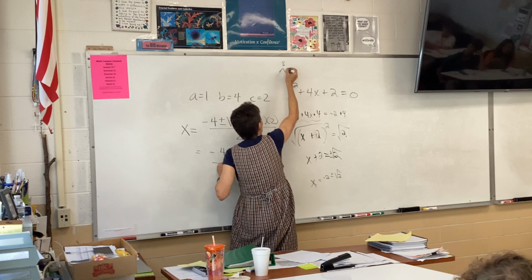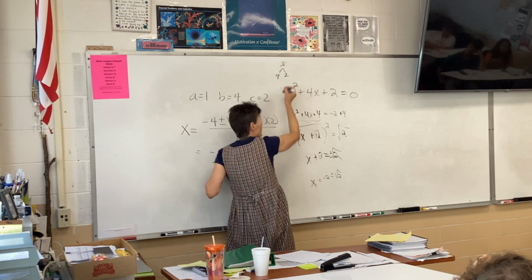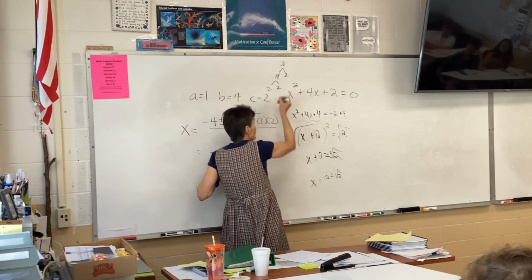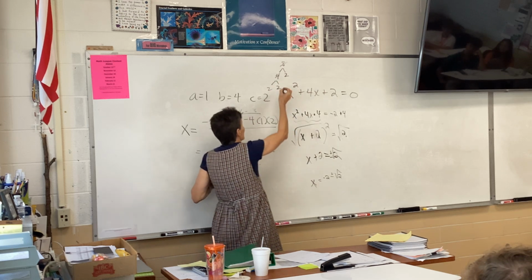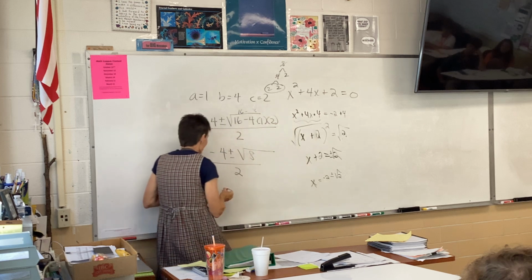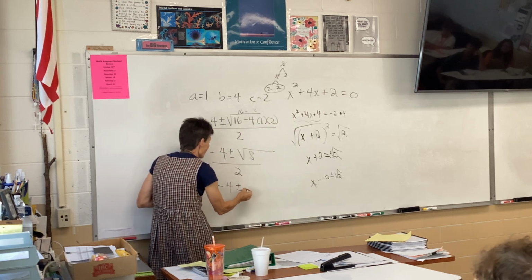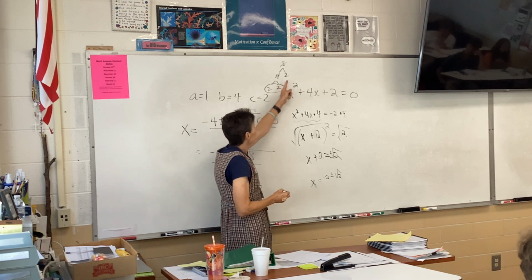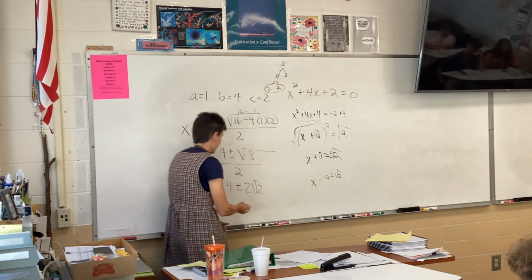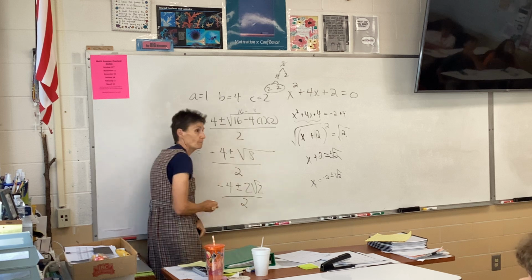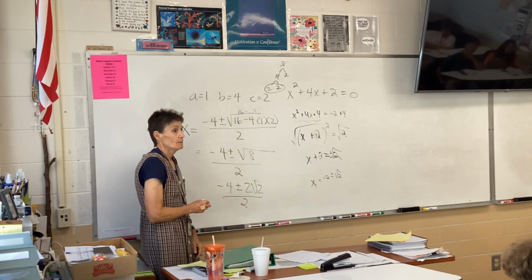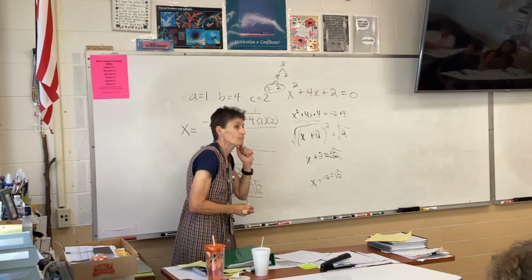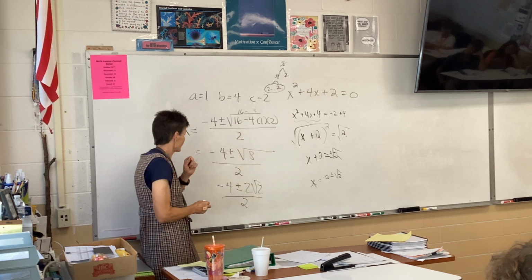Now, what about 8? 8 breaks down into 4 times 2? Yes. And 2 times 2? So there's 2. So I have -4 plus or minus 2 radical 2, because I can take a 2 out, and there's a 2 left. Over 2. I divided 4 by 2 and 8 by 2.